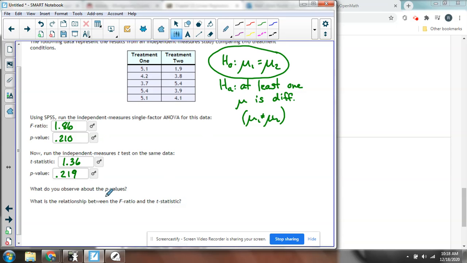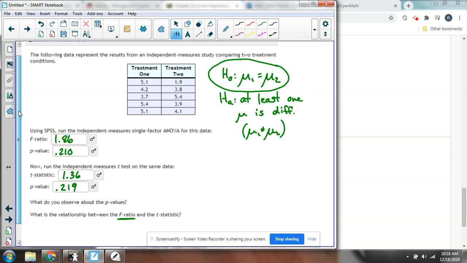So then it says, what's the relationship between F ratio and T statistics? Basically, F ratio is used to show whether the variances are the same or different, and the T statistic is used to show whether the means are the same or different. Okay. The most important thing from this video is just to figure out how to find the independent measures t-test using two sets of data.